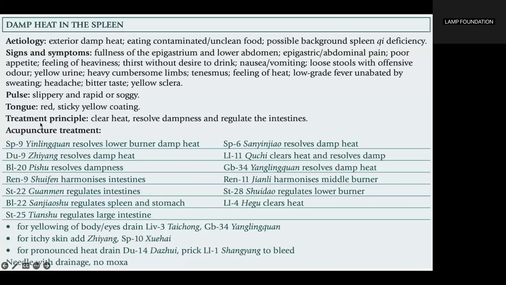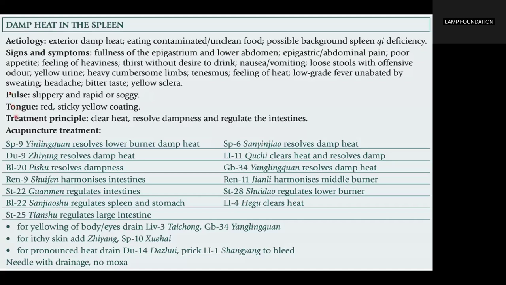So, damp heat in the spleen. Etiology: exterior damp heat, eating contaminated or unclean food, possible background spleen qi deficiency. Signs and symptoms: fullness of the epigastrium and lower abdomen, epigastric or abdominal pain, poor appetite, feeling of heaviness, thirst without desire to drink, nausea, vomiting, loose stools with offensive odor, yellow urine, heavy, cumbersome limbs, tenesmus, feeling of heat, low-grade fever unabated by sweating, headache, bitter taste, yellow sclera. Pulse: slippery and rapid or soggy. Tongue is red with sticky yellow coating.